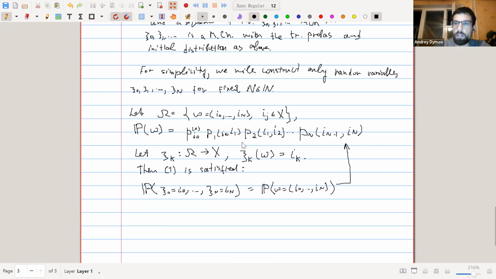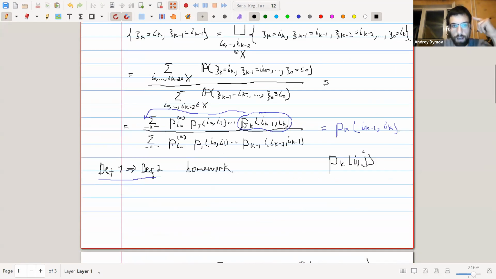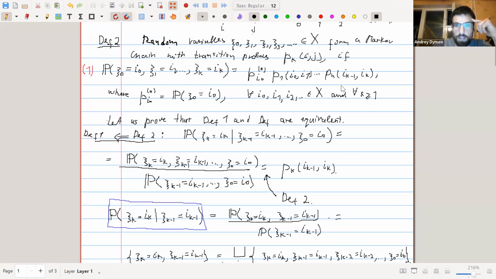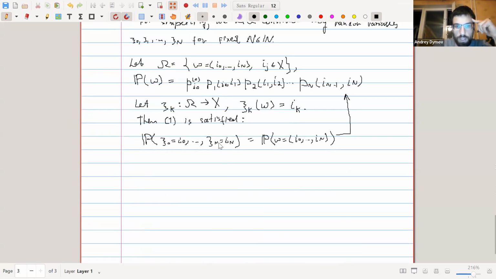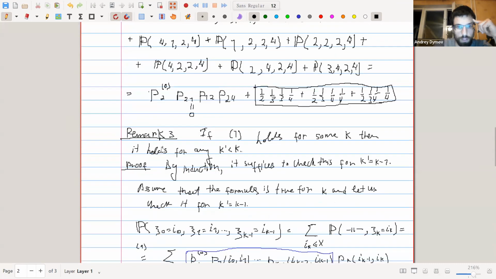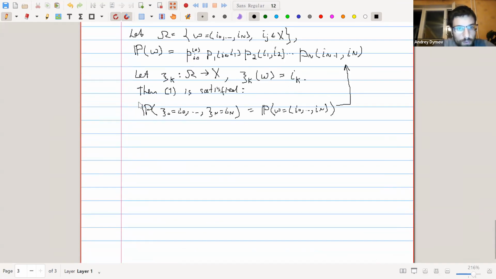But look at formula one. I required that this relation is satisfied for any k. But now I have this relation only for k equal to n. What should we do with this? Use our remark. Yes, exactly. Now we use this remark three, which states that once one holds for n, then it holds for any small k. So formula one is satisfied. It follows from this relation plus remark three.